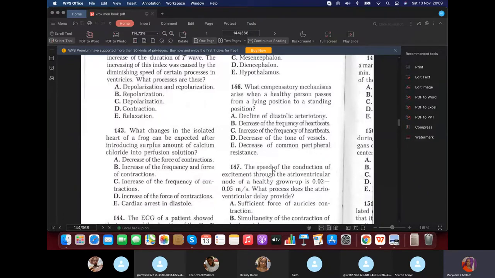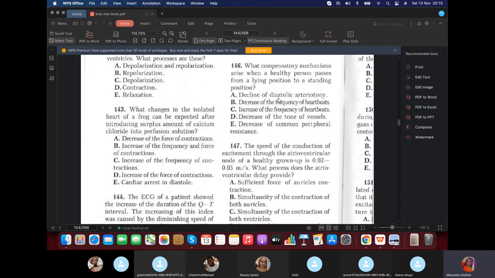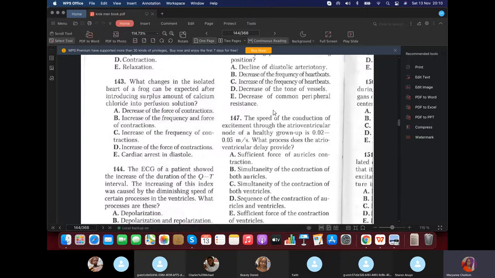146. What compensatory mechanism arises when a healthy person passes from a lying position to a standing position? So I just explained this to you. Person was lying down, person stood up. Gravity acted on the person. There's a drop in blood pressure. What will happen? Now they're asking you, the baroreceptor will sense this, or rather the baroreceptor will decrease firing to the cardiovascular center in the medulla, and the sympathetic nervous system will be activated. So what compensatory mechanism will occur? Increase in the frequency of heartbeat. Okay, good. Because if you look at it, the rest will not favor it.